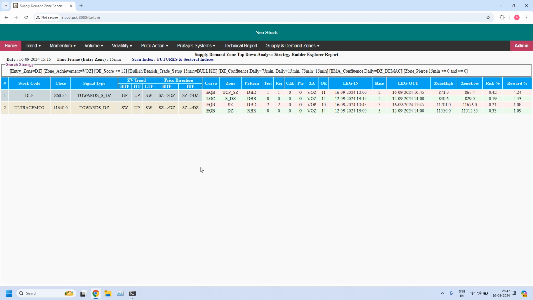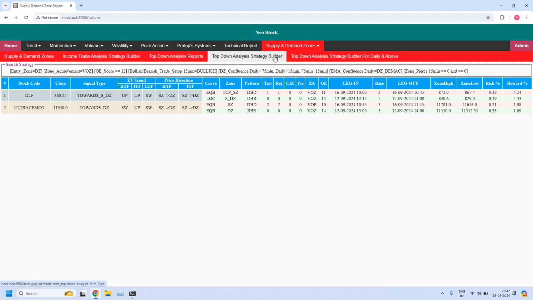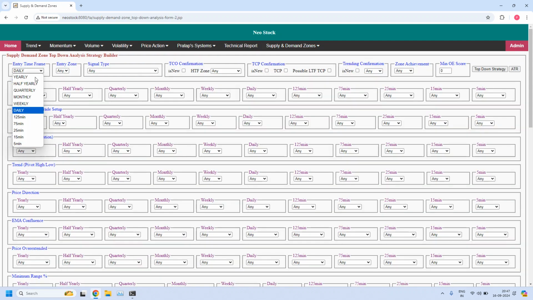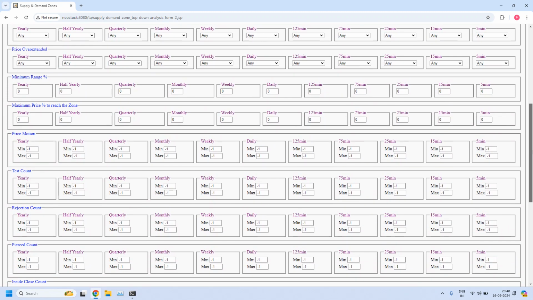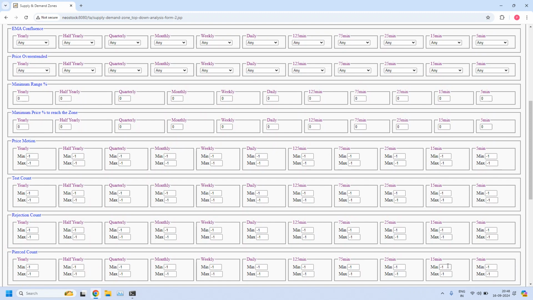Okay, next bearish trade setup for daily income trade. Entry time frame is 15 minutes. Entry zone should be supply zone. In bullish or bearish trade setup at 15 minutes, I am selecting bearish, and the 15-minute supply zone should not be pierced. So in the pierced count, in 15 minutes time frame, I am setting minimum value 0, maximum value 0.